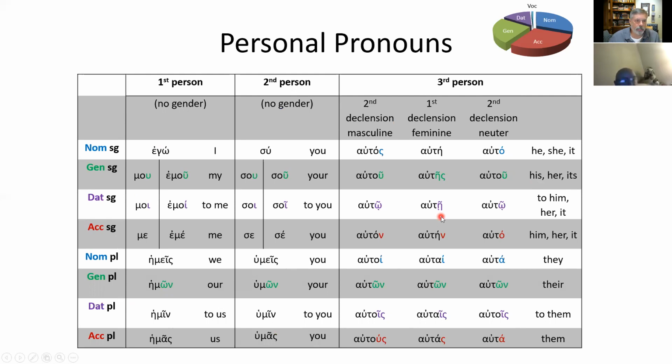Plural: autoi, autai, auta, they. Possessive, it's their: auton, auton, auton. That's very regular. And then we get our ois endings, ice endings for the dative plural: autois, autais, autois, to them, with them, in them. Or autous, autas, auta for them being an accusative plural.